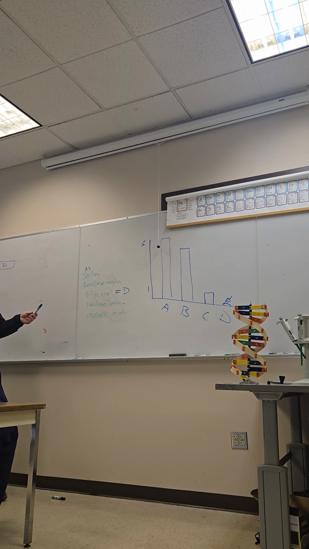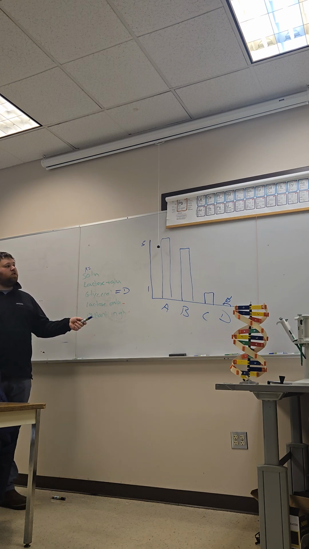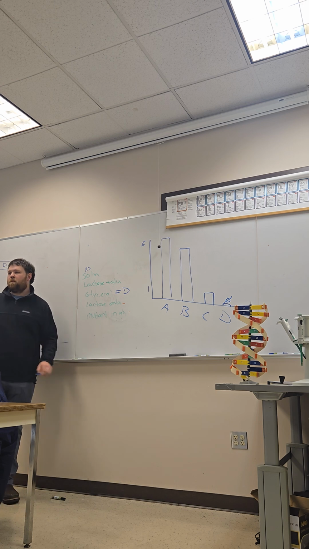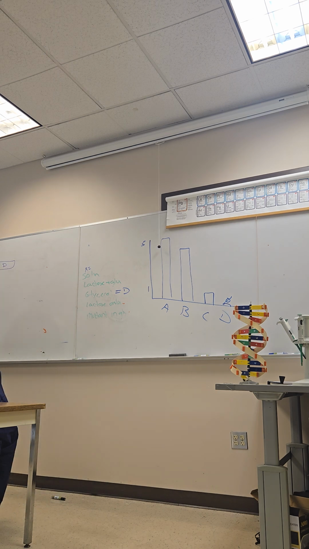Okay, so now your goal, let's spend a few minutes and go through and try to figure out what each of those are. A is definitely lactose only, because it's the most yellow. Which means it's going to produce beta-galactosidase. And the enzyme is what indicates that, right?